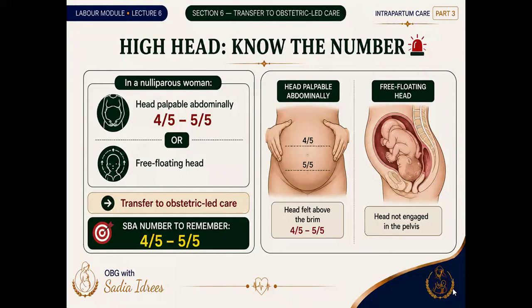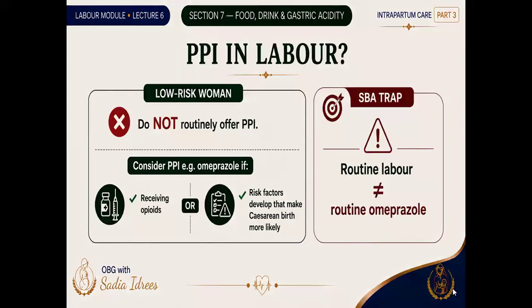Now, let's change the direction slightly and talk about the food, the drink, and gastric acidity during labor. Here is a question. Should every laboring woman routinely receive a proton pump inhibitor such as omeprazole? Yes, please. No. For a low-risk woman in labor, do not routinely offer a PPI simply because she is in labor. Am I clear? Do not routinely offer because she is simply in labor.